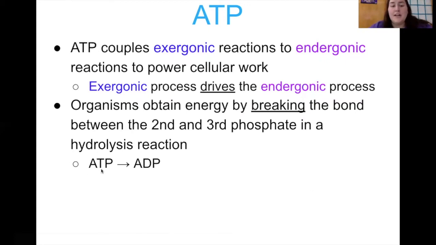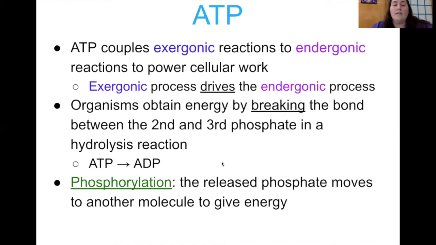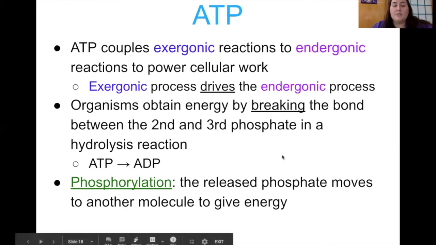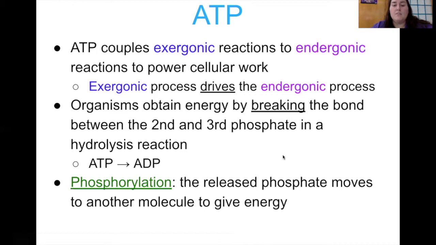It's going to transform ATP into ADP, or adenosine diphosphate. The word phosphorylation is going to be used quite a bit in this unit. It's just that the released phosphate moves to another molecule to give it energy. So that one little phosphate that was broken off of ATP is used to phosphorylate other molecules, or give them energy.